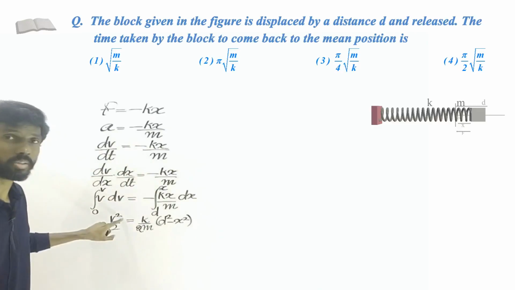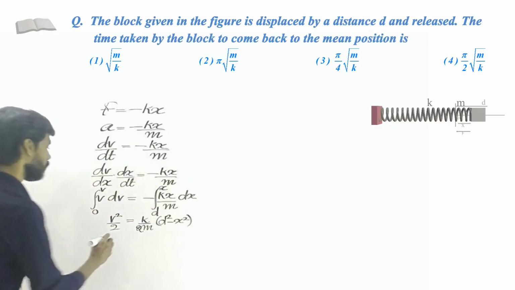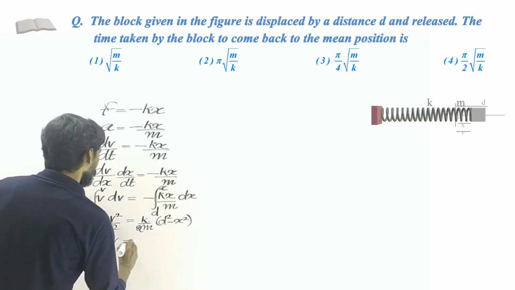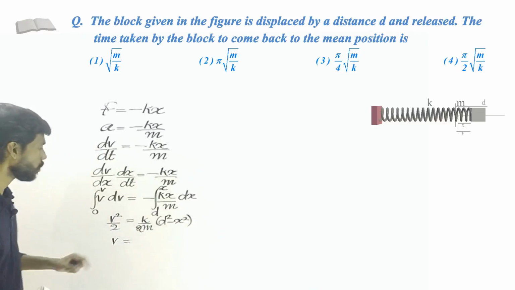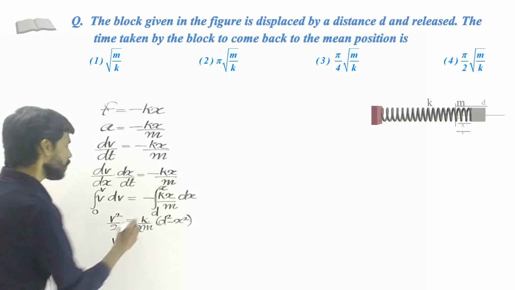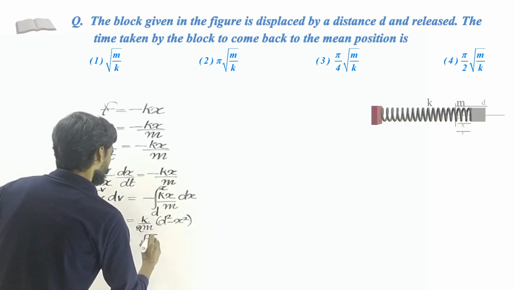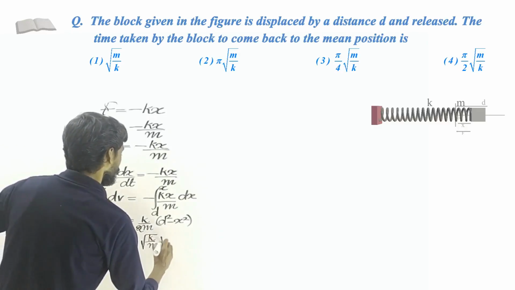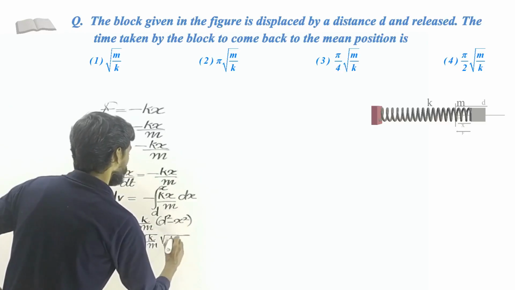Now this is v square. Now we have to find v, so v equals the square root of that. What is the square root? 2 gets cancelled. Square root of k by m, again square root of d square minus x square.